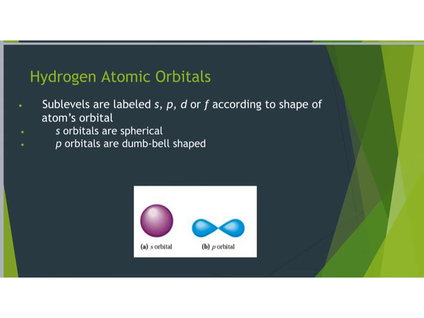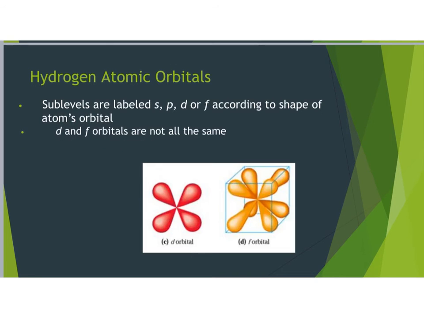But for a point of discussion, S orbitals are going to be spherically shaped, like this. A P orbital is going to be shaped kind of like a dumbbell. The D and the F orbitals are a little bit more complicated, and they're not all the same. Right here you can see the example of a D orbital, and this right here, the F orbital, is a lot more complex.